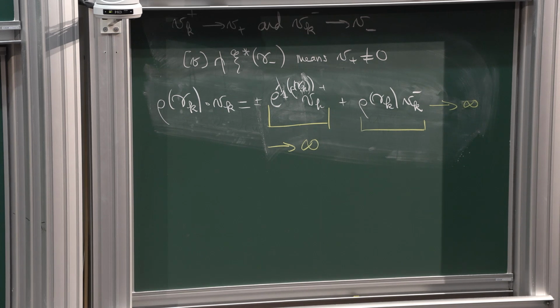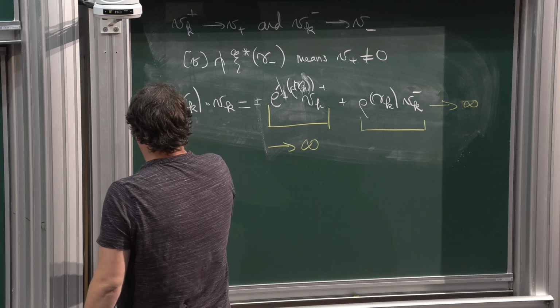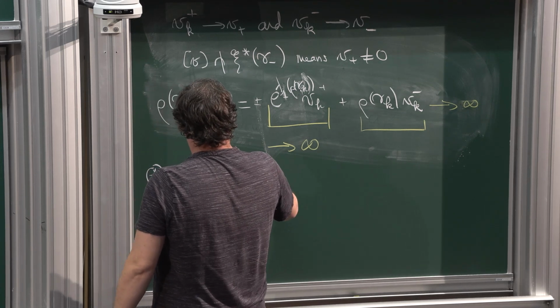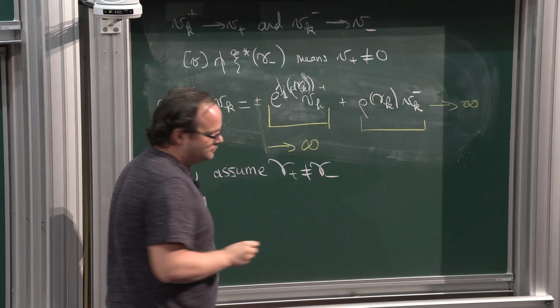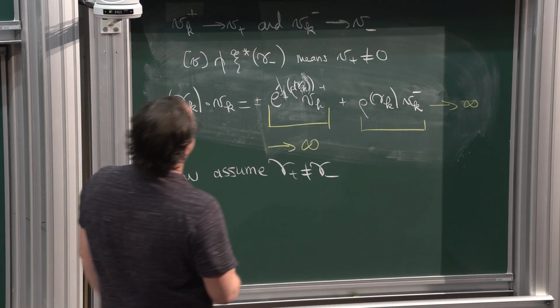And now you have to do the case where gamma plus and gamma minus are the same point. And that's probably the oldest trick in math. You've done one case, you do the second case, you reduce to the first one.